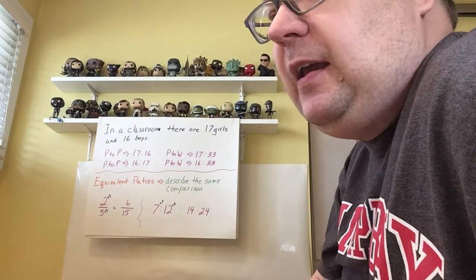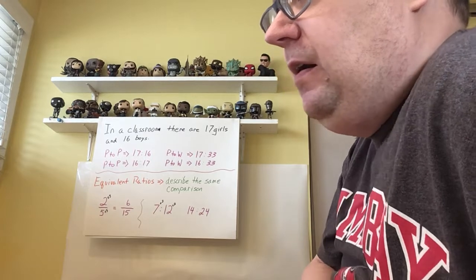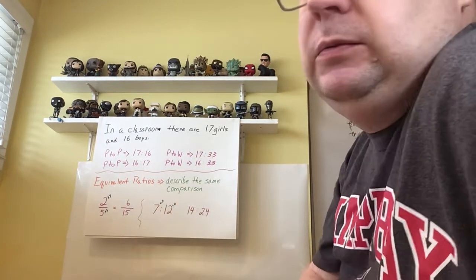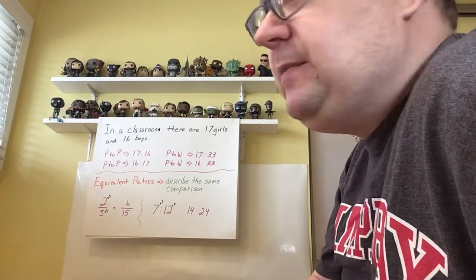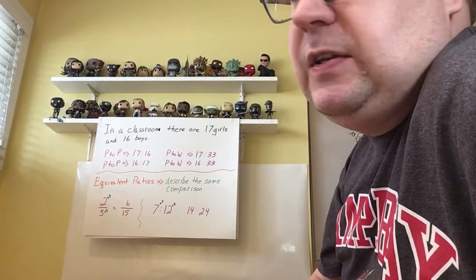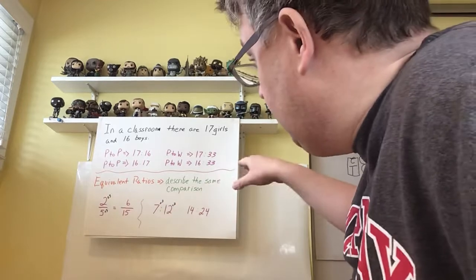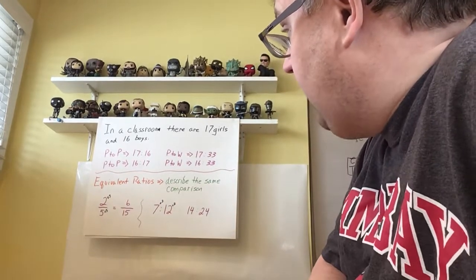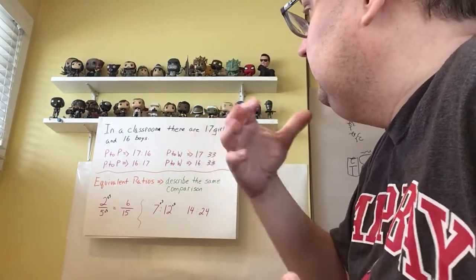Or if you're baking and you need to make multiple recipes of, say, cookies, that's when you start using your ratios, and that's what will give us our equivalent ratios. So they really describe the same comparison, but just in a bigger number.